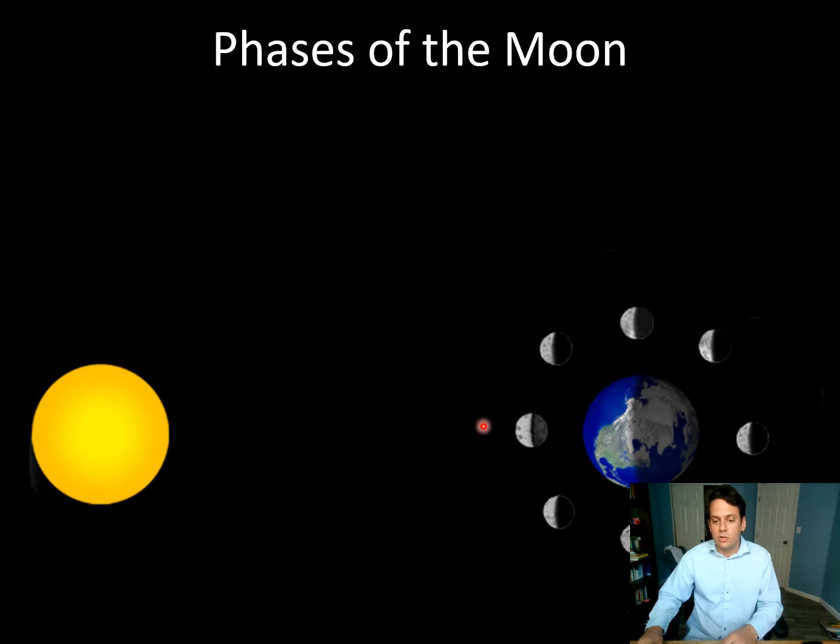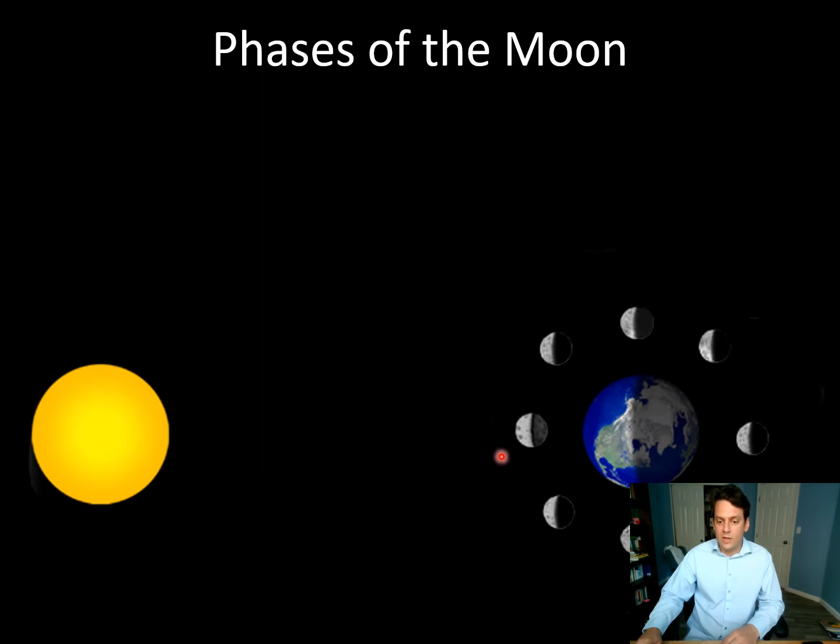And what you'll notice about the moon as it orbits, these are snapshots of different times during a month as the moon orbits. Wherever the moon is in its orbit, it's lit up on the sun side. The sun side of the moon is lit up.